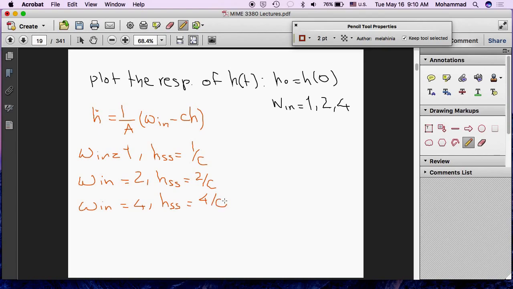So what do you see here? As the input doubles, what happens to h steady state? It doubles. And that is a significant and important property of linear systems. You double the input, the output doubles. That's a property of linear systems. That's a beauty of linear systems.